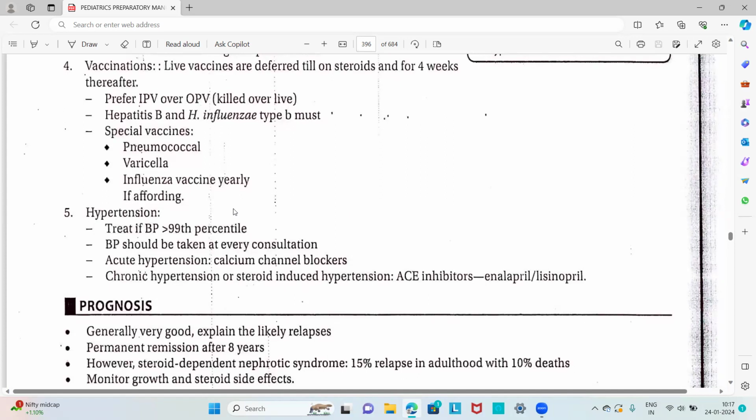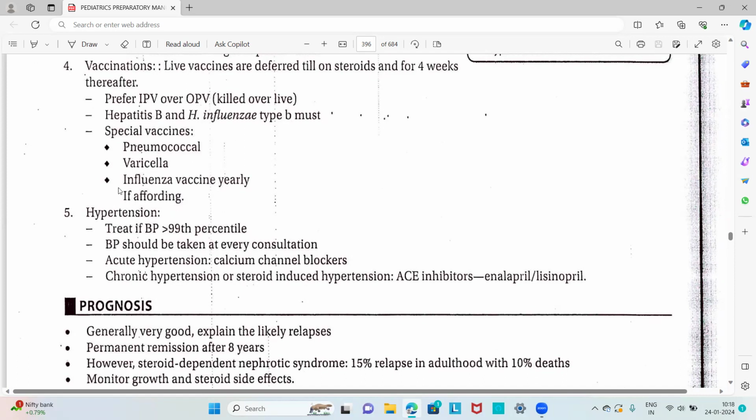Then about the vaccination: live vaccines are deferred until one is off steroids, and for 4 weeks thereafter. Prefer inactivated poliovirus vaccine or OPV. Hepatitis B and Haemophilus influenzae type B vaccines must be given, and special vaccines like pneumococcal, varicella, and the influenza vaccine yearly, we have to give to prevent these infections from happening.